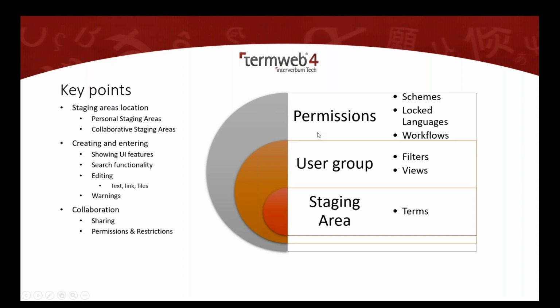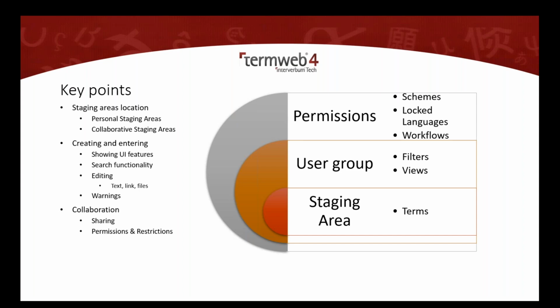To the right here, I have a small image showing how permissions work in staging areas, how you can apply permissions. So normally permissions are applied through permission schemes, locked languages, and workflows. And these can be applied individually to each user group, but you can also apply filters and views. Permissions has to, of course, do more with functionality-wise.